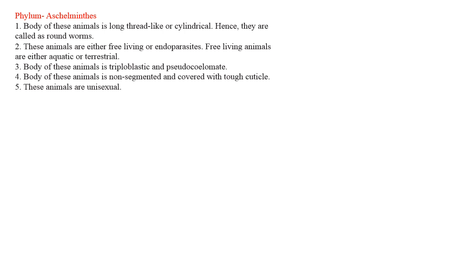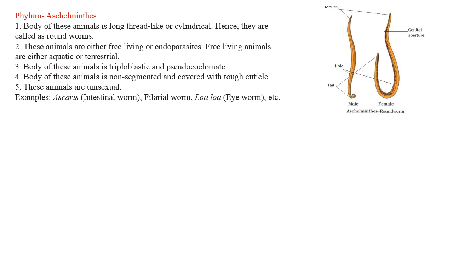These animals are unisexual, meaning separate sexes are present. If one is a male, another will be a female. Both sexes are not present in one organism. Examples: intestinal worm, which grows in your intestine and is therefore an endoparasite, and filarial worm, Loa loa, the eye worm, which may be inside the eye. See the diagram: the female is separate and the male is separate. Therefore it is called unisexual.